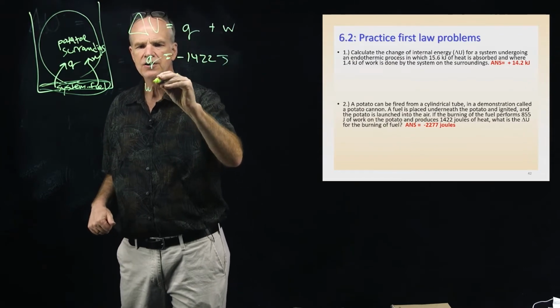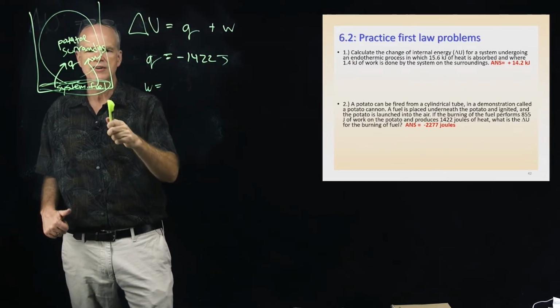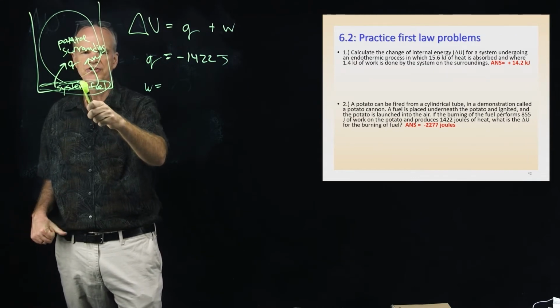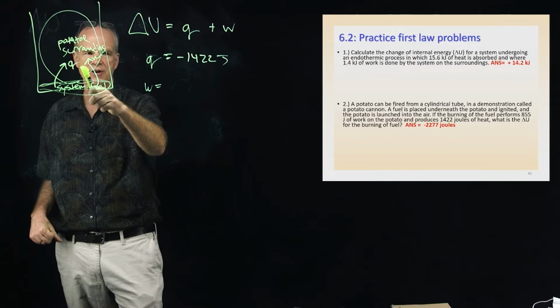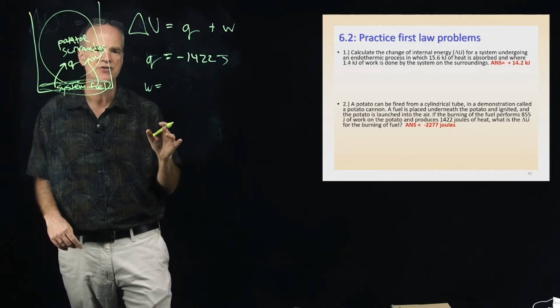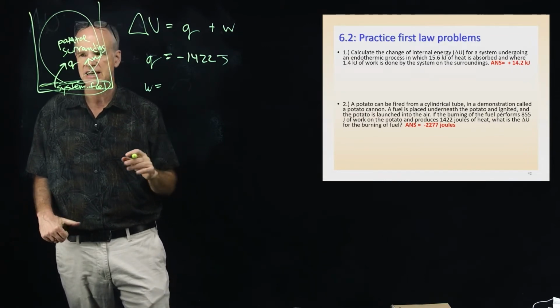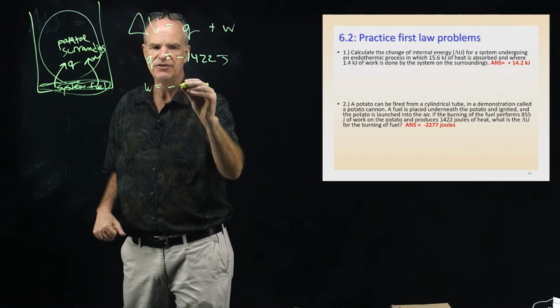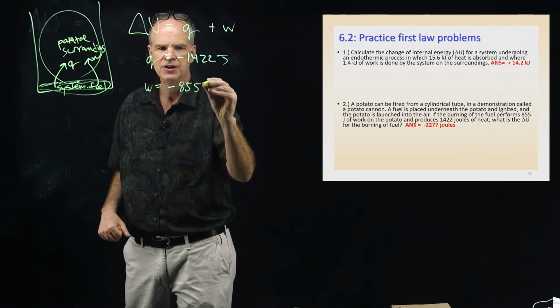And then work, so it looks like the fuel is doing work on the potato, which means the system is doing work on the surroundings. And so what that means is that the work term here should be negative. And so I guess we're given the value for that. So it's negative 855 joules.